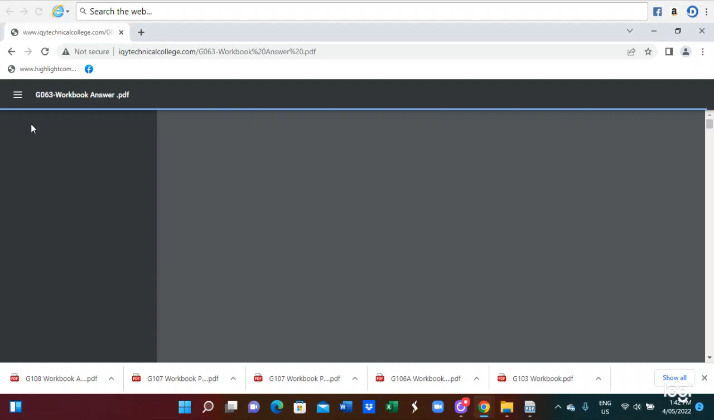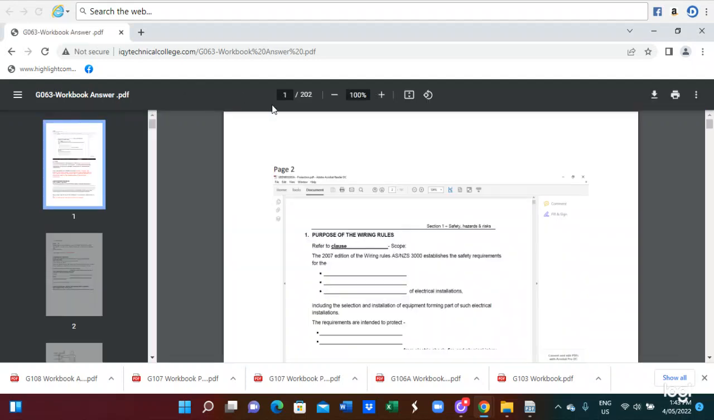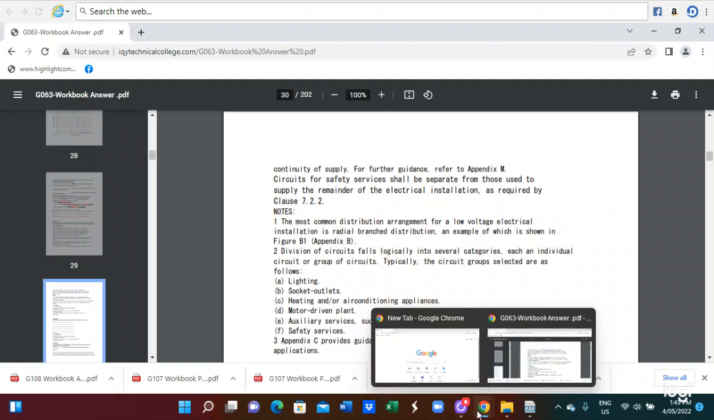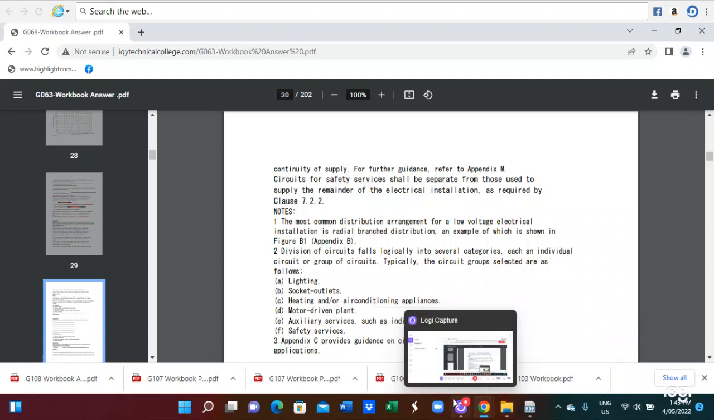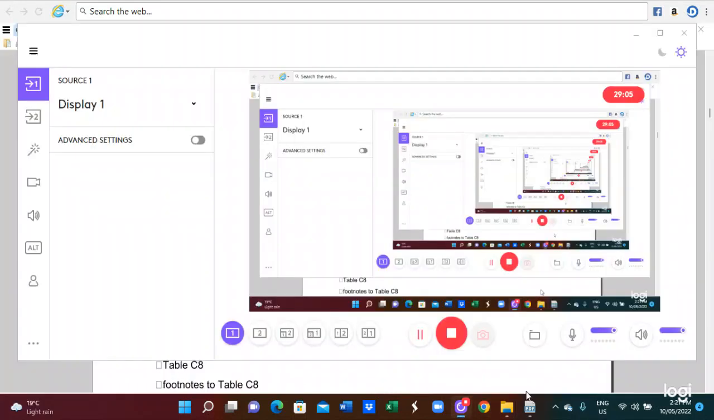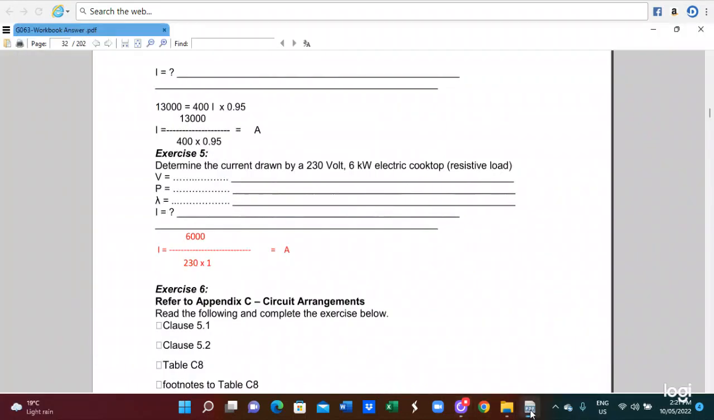So this answer has a total of 222 pages, so you have to read pages 1 to 30. Read pages 1 to 30 of the whole book. So this is for the electrical trade, electrical protection. In the meantime, we are also talking about the electrical trade tools. We are talking about the G63 electrical protection.